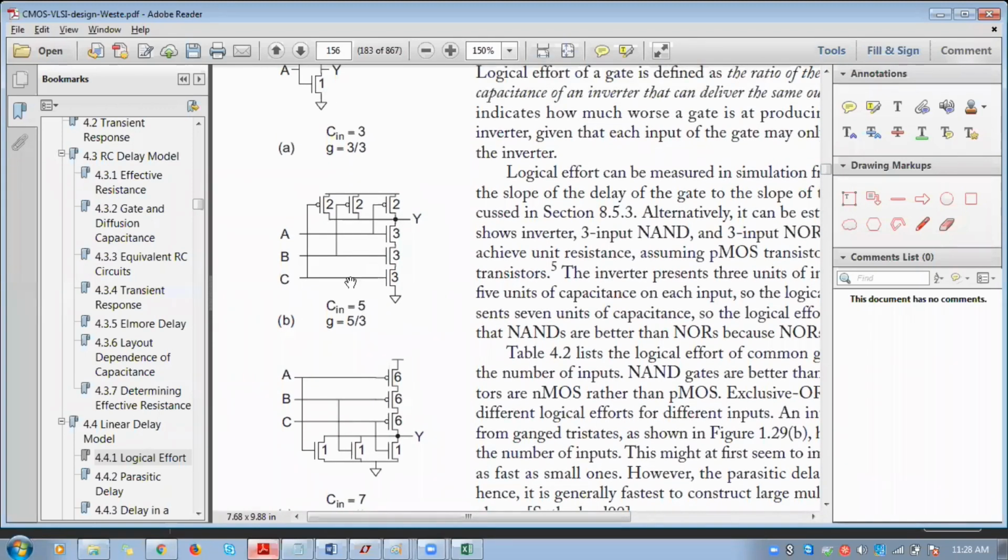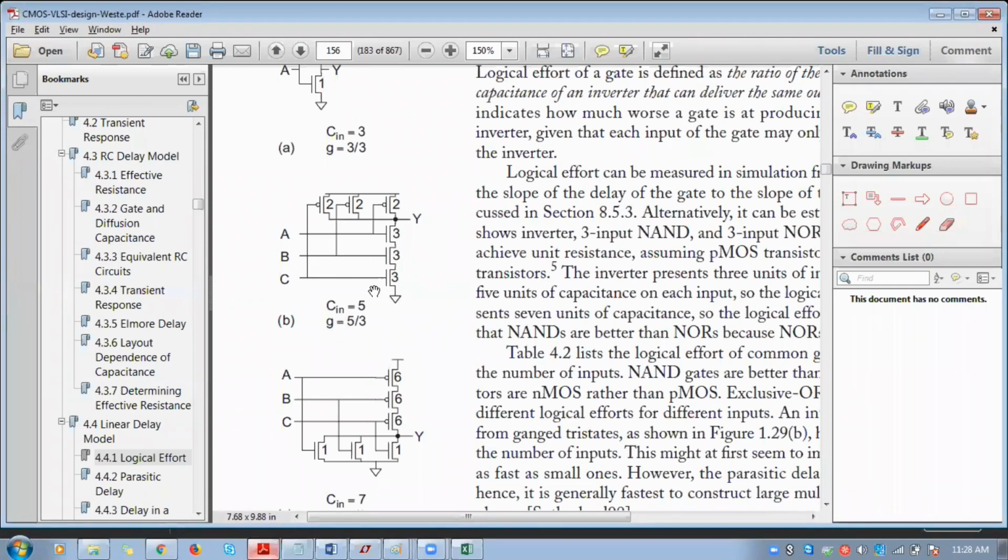If you go for another, 4 input NAND gate, the NMOS here will become 4, 4, 4. The PMOS here will become 2 only. There won't be any change, because if you connect one more PMOS in parallel, the K value will remain the same, 2 only, since we have only a single stage. If you connect another NMOS in series, the K value will become 4. Then 4 plus 2, 6, will be the input capacitance. So 6 by 3 will be the logical effort.